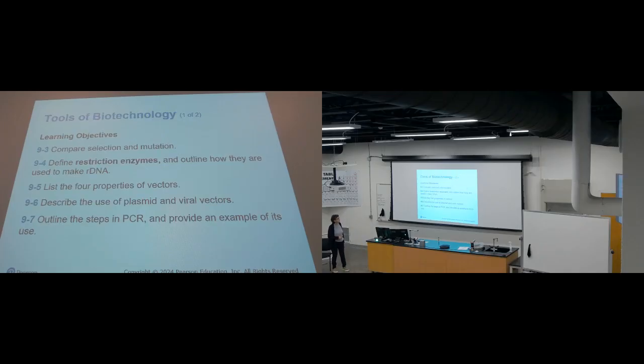Now let's move into knowing how we can select for these mutations or these vectors. And then we are also going to see the process of making them, like how we use restriction enzymes. And we're going to see the properties of vectors and describe the use of plasmid and viral vectors. You cannot use them for everything. They have specific uses. And we're going to see the steps of PCR.